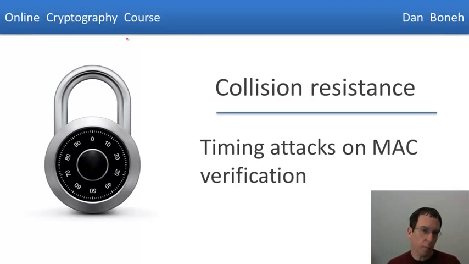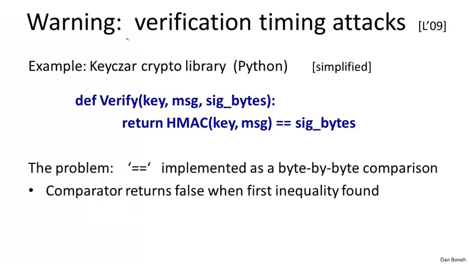In the last segment in this module, I want to show you a general attack that affects many implementations of MAC algorithms, and there's a nice lesson to be learned from an attack like this. So let's look at a particular implementation of HMAC verification. This happens to be an implementation from the Keyczar library that happens to be written in Python. So here's the code that's used to verify a tag generated by HMAC. This code is actually simplified. I just wanted to simplify it as much as I can to get the point across.